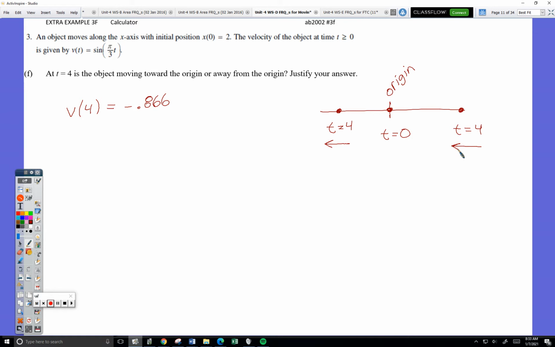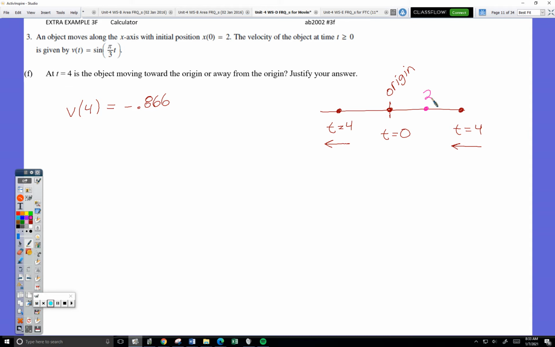Please. Doesn't it just tell you that the initial position is 2? Go on, Sarah. That means like it would be in between the 0 and the 4, which means it would be moving towards the origin, right? You're on the right track. Let's just keep talking for a second.